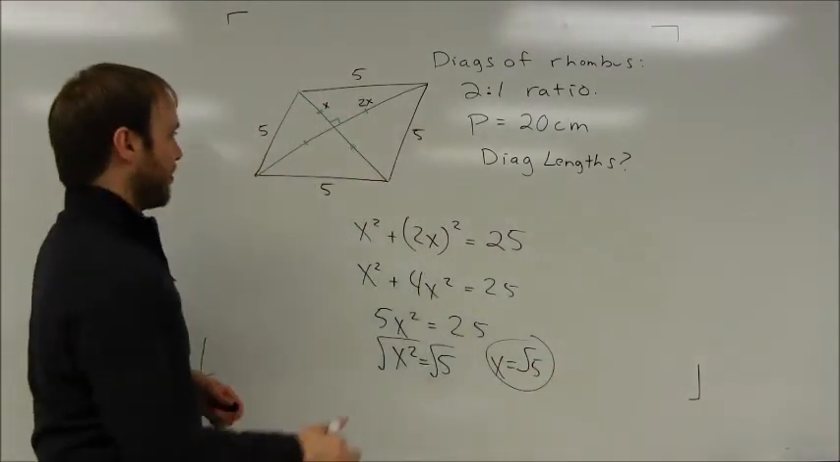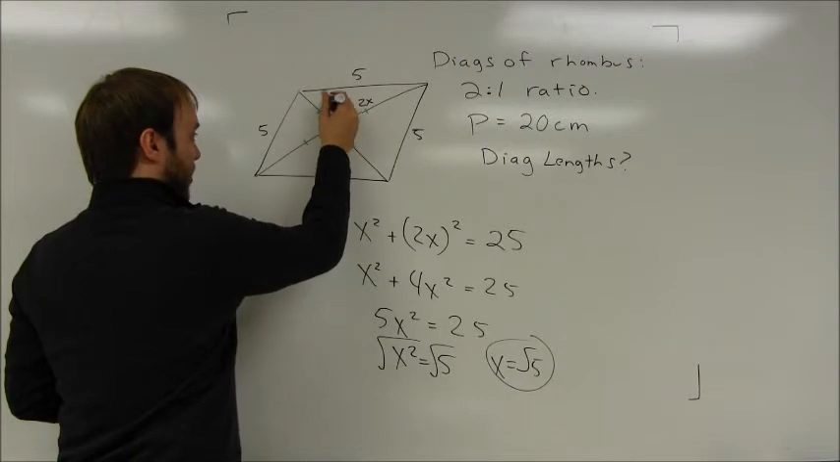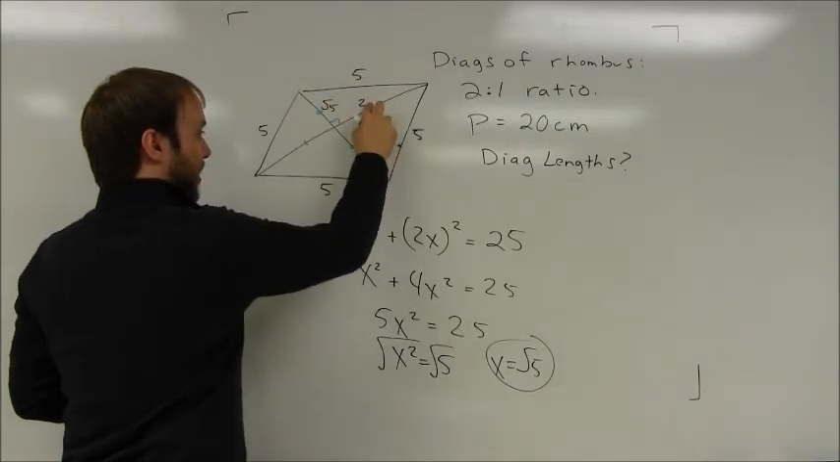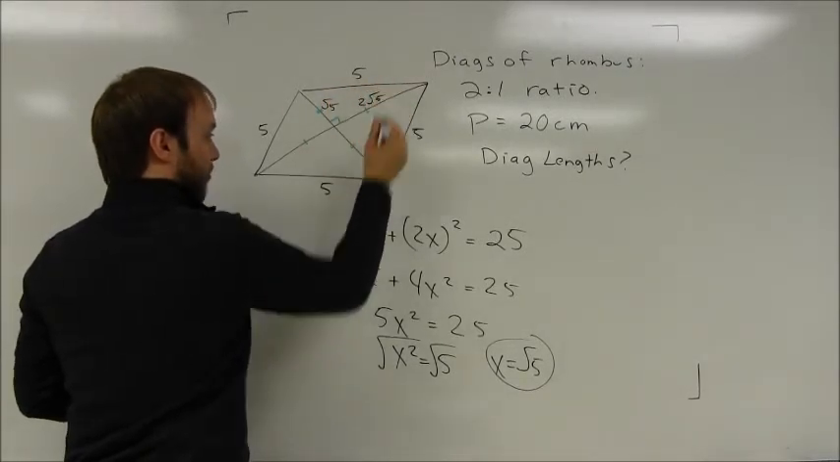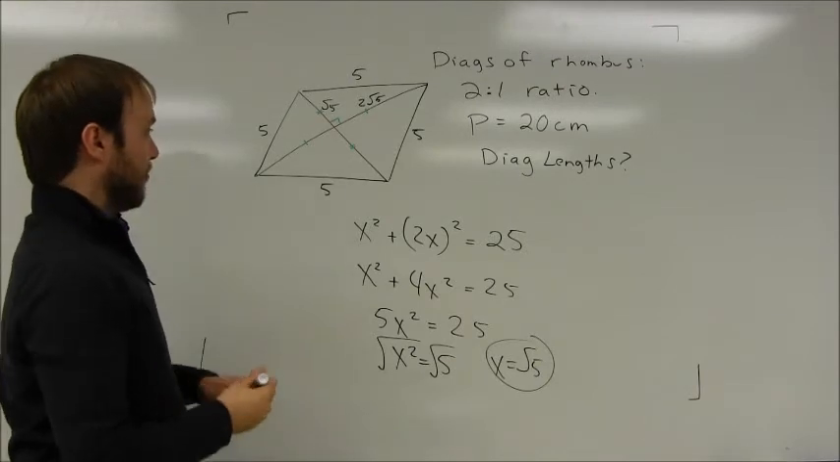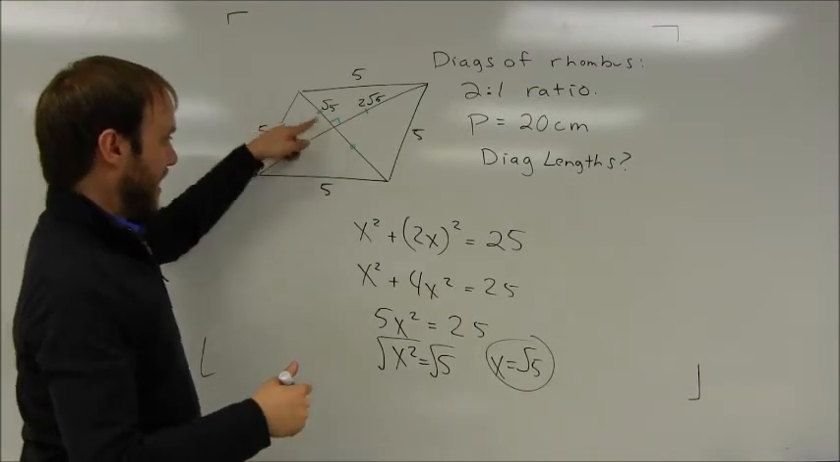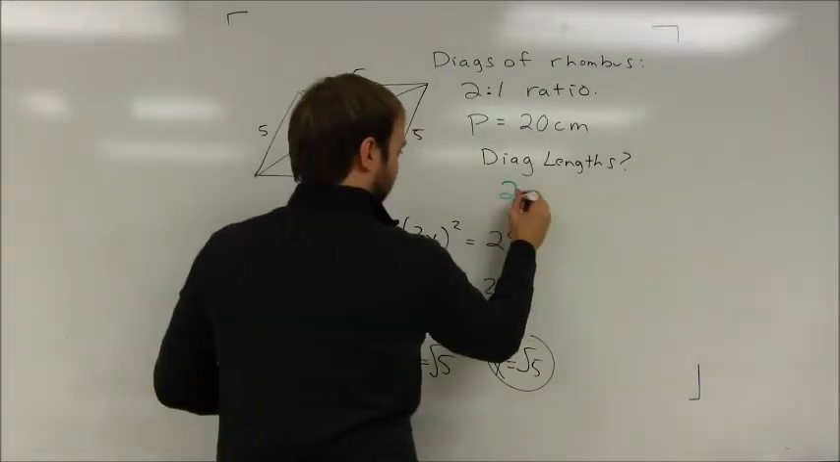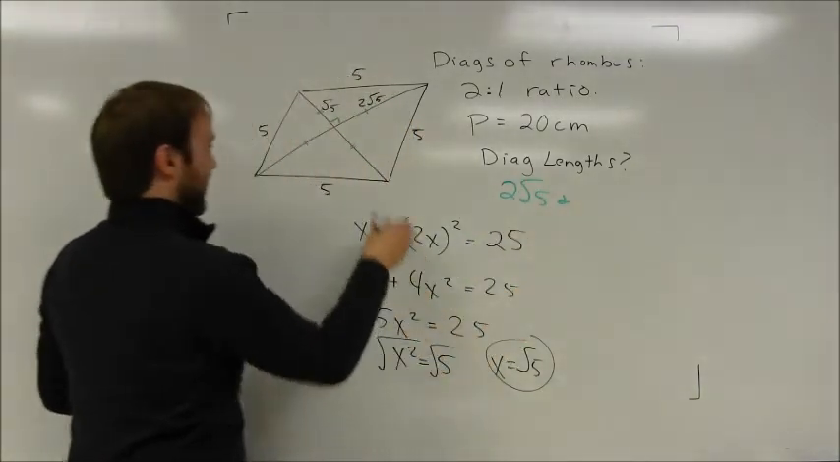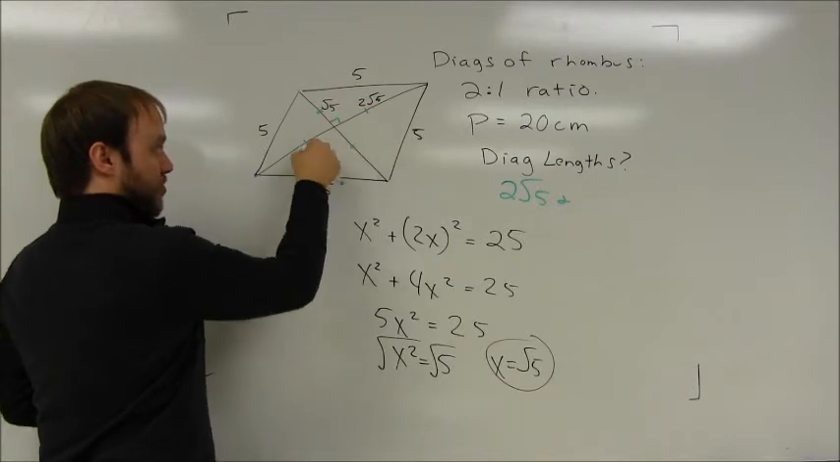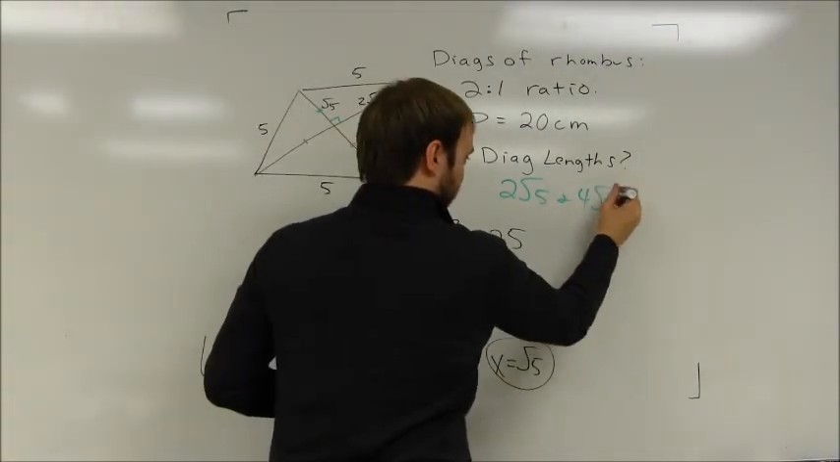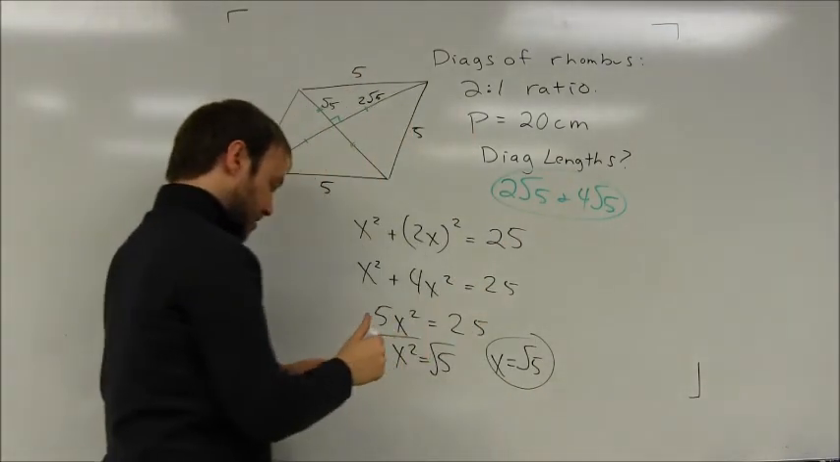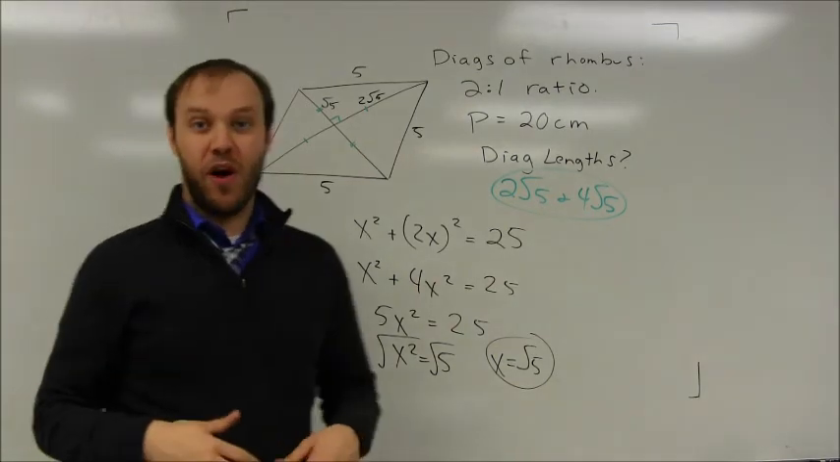So my final diagonals here, this length here is going to be radical 5, this length over here is going to be 2 radical 5, and if I'm looking for the lengths of the full diagonals, I can double that. One diagonal is going to be 2 radical 5, and the second diagonal going the other way is going to be 4 radical 5. Those are my two diagonal lengths that meet the requirements of this problem.